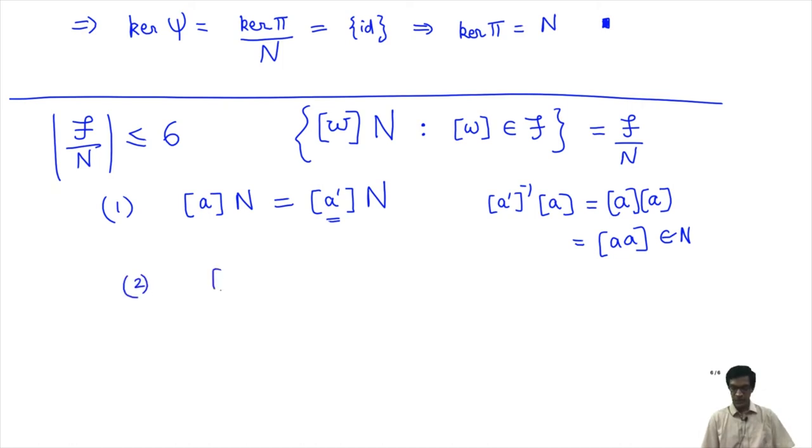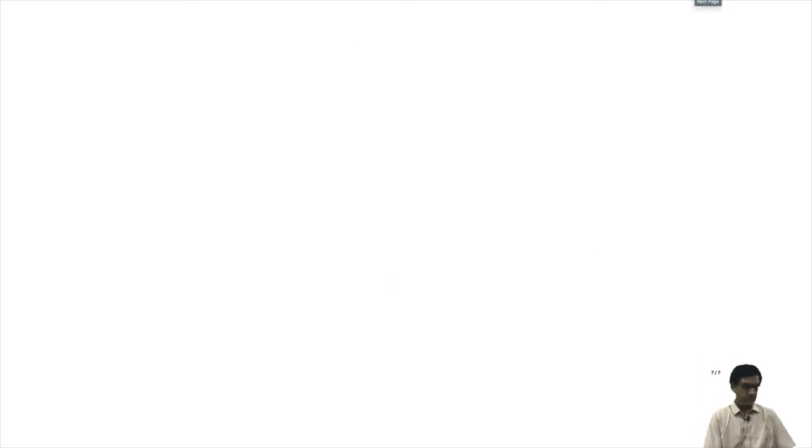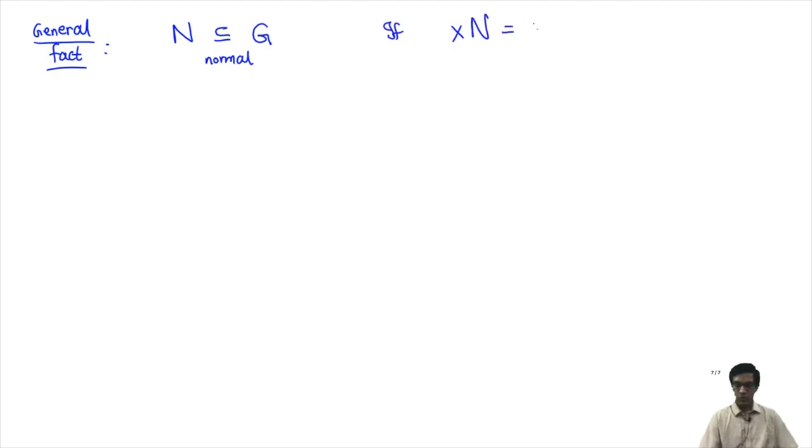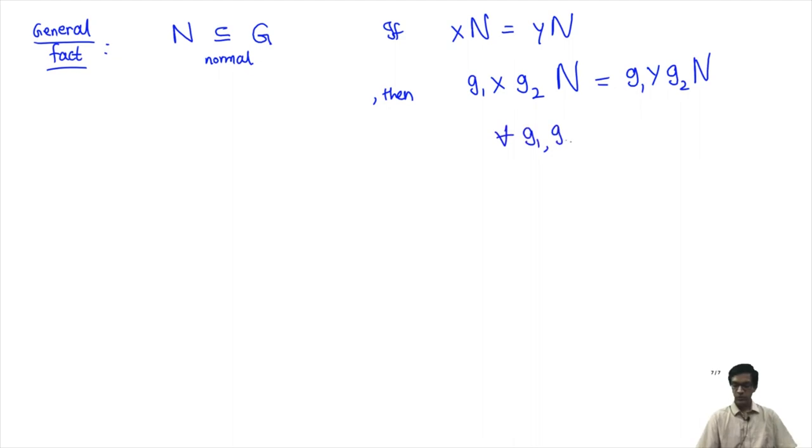Similarly, the same thing holds for B. Same proof, BN is the same as B prime N. So these are two examples of different words which give you the same coset. And in fact, here's the general fact again, a general fact about cosets of normal subgroups in groups. So suppose I have N, which is a normal subgroup of G. And suppose X and Y are two elements of the group which have the same coset modulo N. Then in fact I can hit X on the left and on the right by some two group elements, and G1 X G2 N will have the same coset as G1 Y G2 N, for all G1 and G2 in my group G.